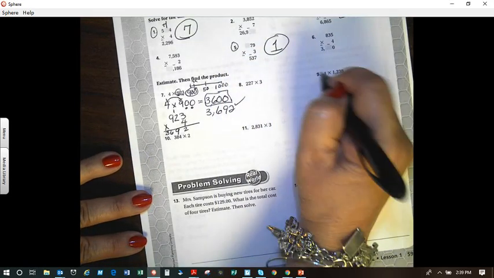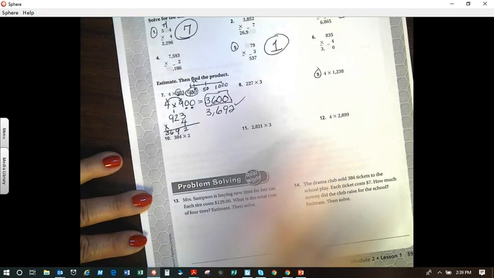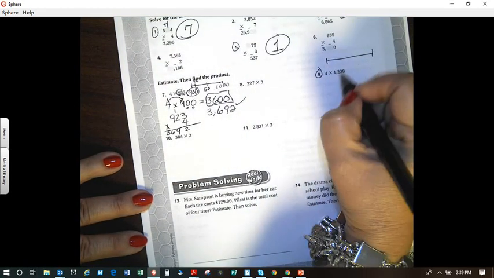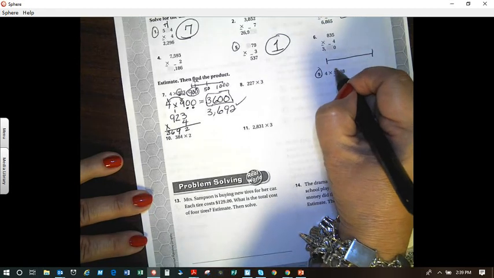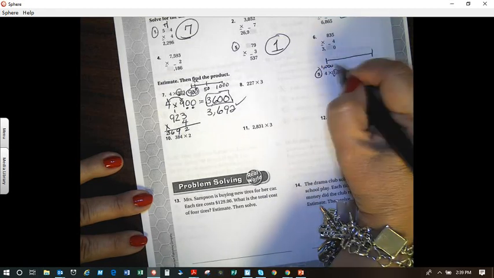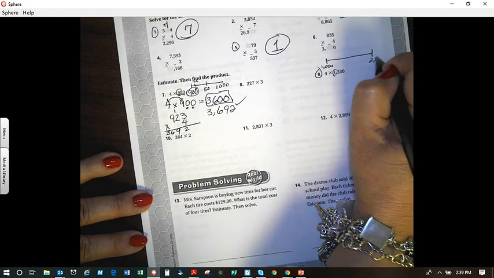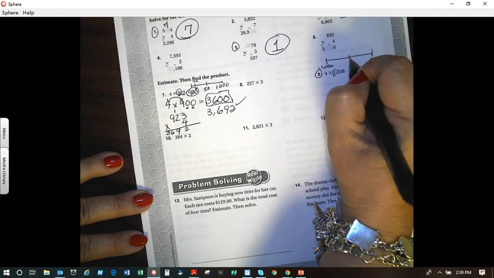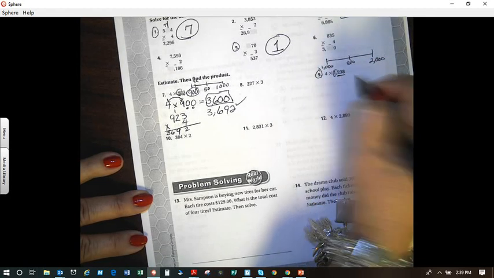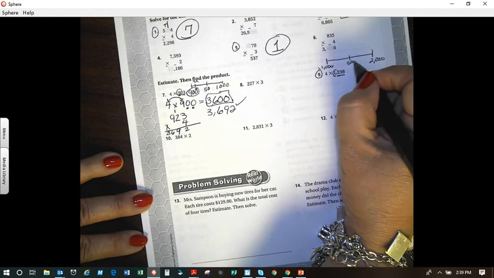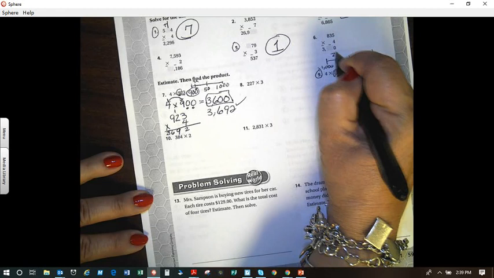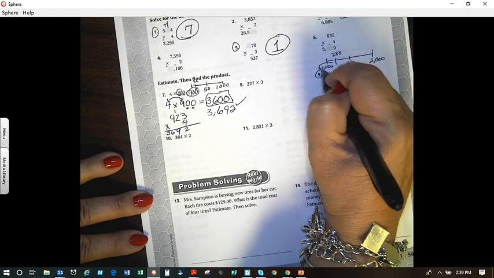Let's look at number 9. I'm going to draw my number line. I'm looking at the highest place value, which is 1,000. 1 is in the thousands place value. And what comes after 1,000? 2,000. In the middle is going to be 500. So I'm going to look at this number here. 238. Less than or greater than 500? Absolutely, it's less than. So it's 238, which means that it's closest to 1,000.